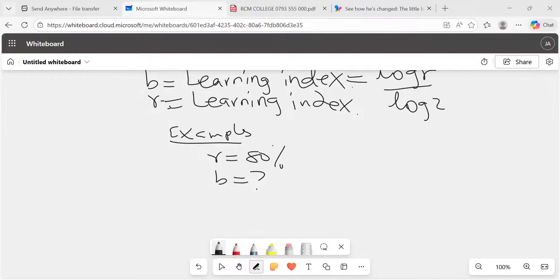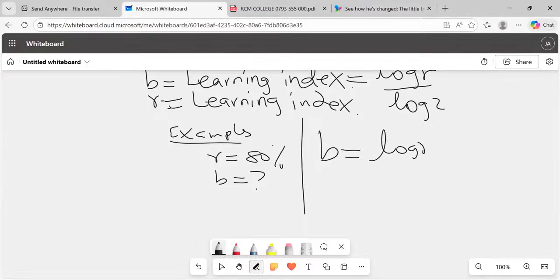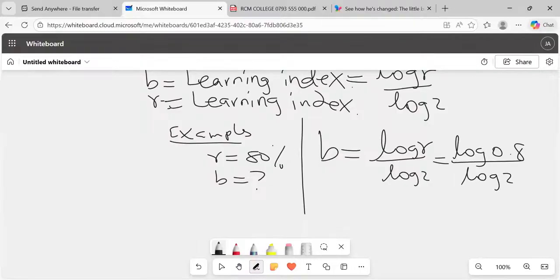Yeah. So in this case, look at this, RCM, very well. Remember our formula, B is logarithm R over logarithm 2. So this will be logarithm of 0.8. Don't use 80. 80% is the same as 0.8. So logarithm 0.8 over logarithm what here, somebody? Logarithm 2. So you take logarithm of 0.8 over logarithm 2, which will end up giving me negative 0.32 what here, somebody? 3219.